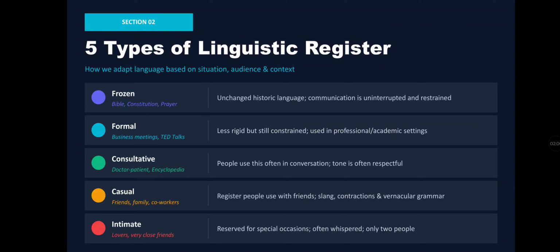Then comes consultative, which is doctor-patient, encyclopedia. People use this often in conversation, and the tone is often respectful. Then comes casual, which is friends, family, co-workers. This is the register people use with friends: slang, contractions, and vernacular grammar. And intimate, lovers, very close friends. Reserved for special occasions, often used between only two people.